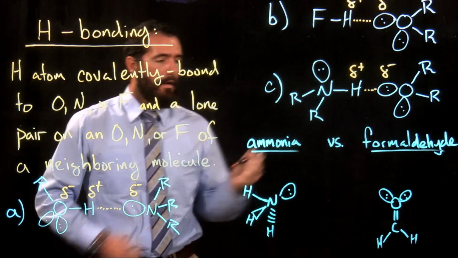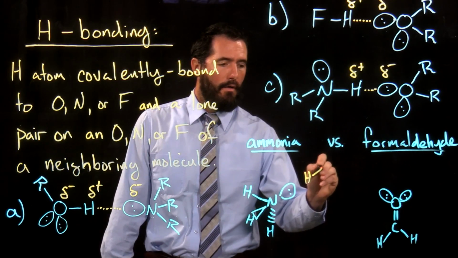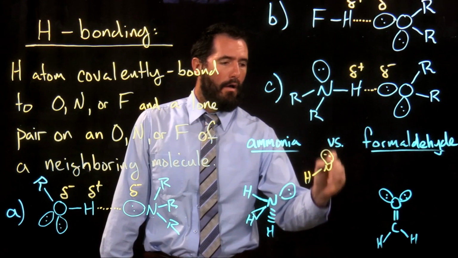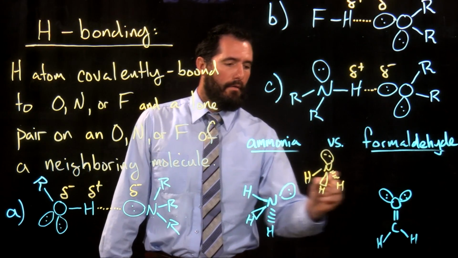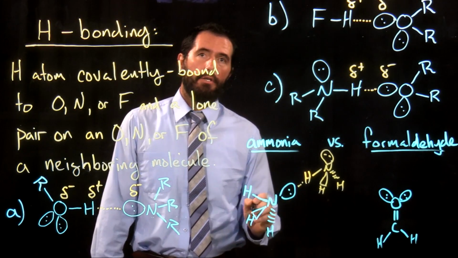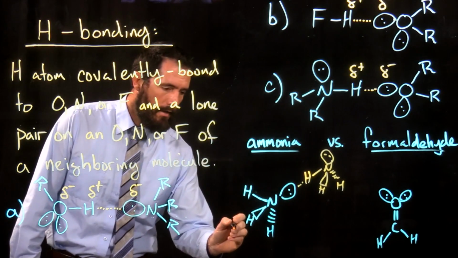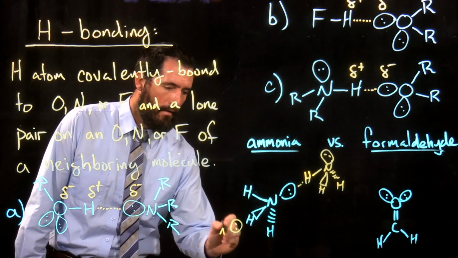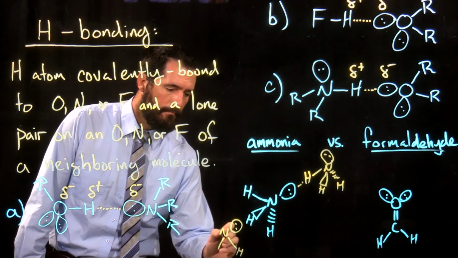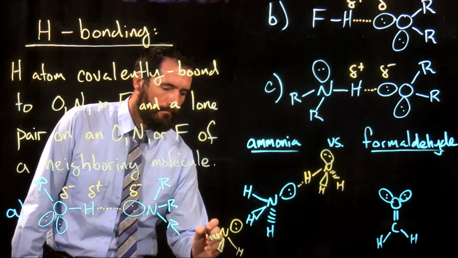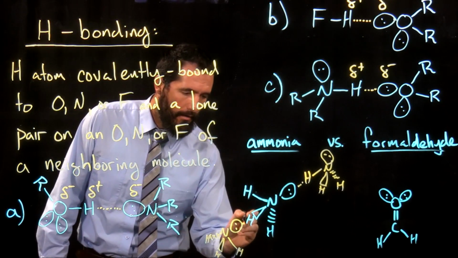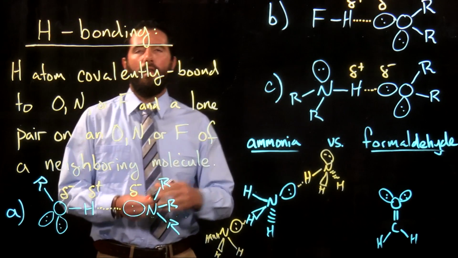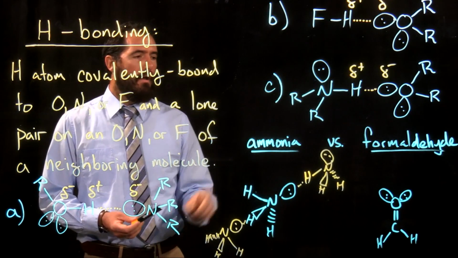So ammonia can hydrogen bond to other ammonias. So here's our hydrogen bonding interaction. It could also hydrogen bond here. We could have a lone pair. So ammonia could hydrogen bond with itself or with another ammonia molecule.